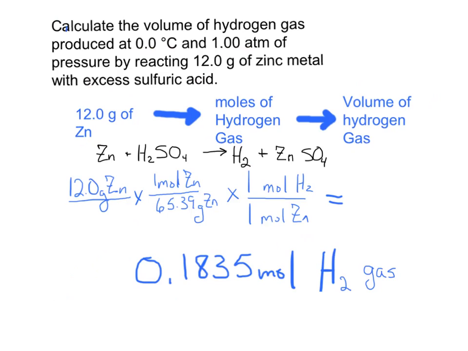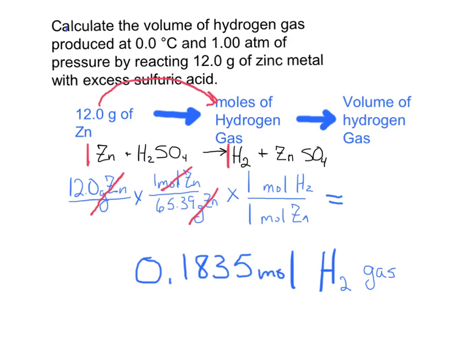So here, in the first step, we're going to take the 12 grams of zinc and convert that to moles of hydrogen gas. So we know that 12 grams of zinc, if we're going to convert that to moles, we use this ratio of 1 mole of zinc is 65.39 grams of zinc. Then we use our stoichiometry, and in this balanced equation we see that we get 1 hydrogen for every 1 zinc that we started with.